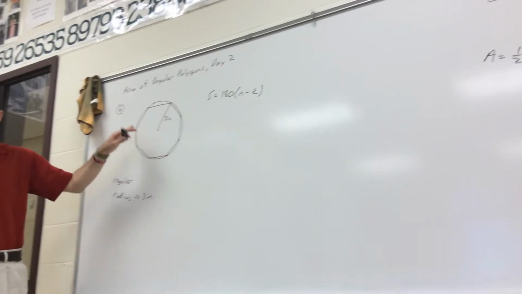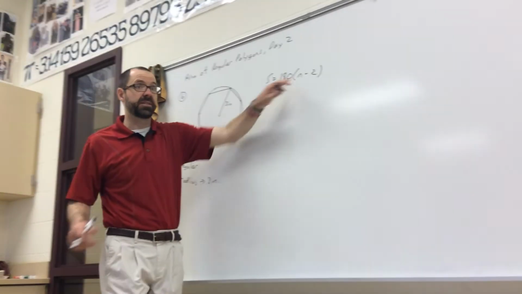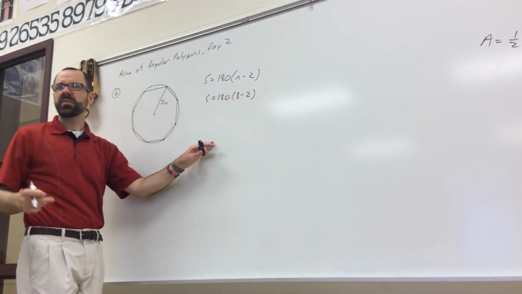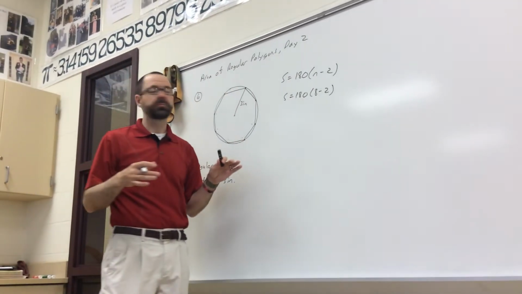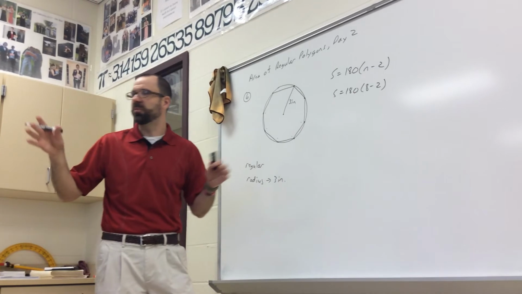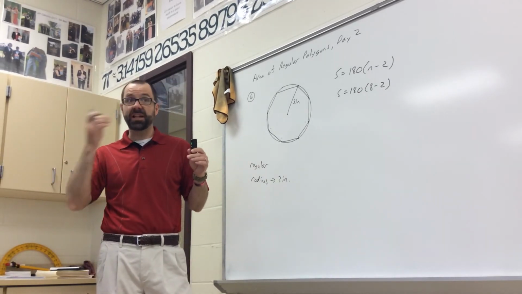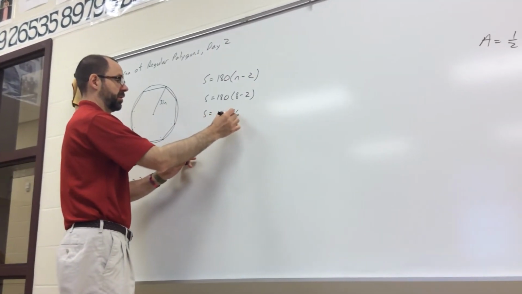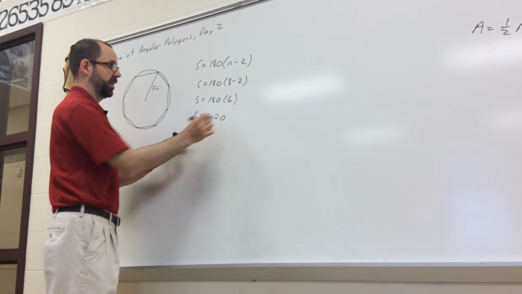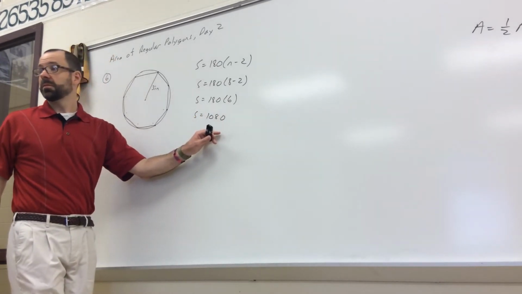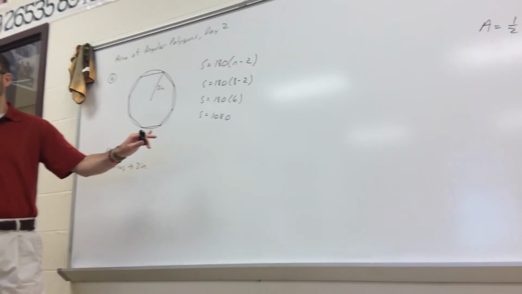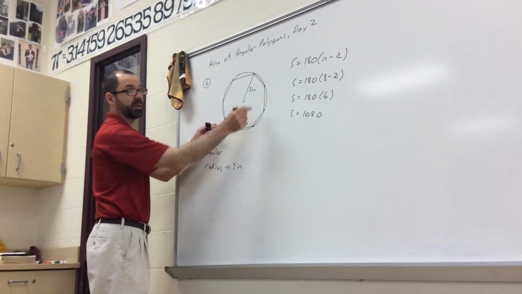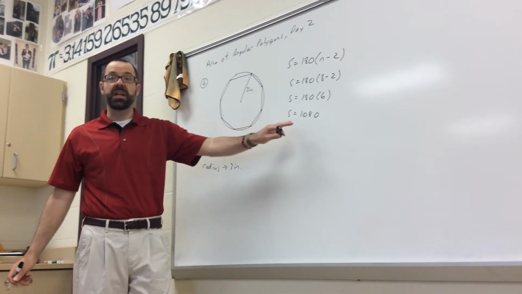Now in this case, this is an octagon, so the n is 8, because the n stands for the number of sides. In a triangle, it actually adds up to 180, right? The 3 angles. But in an octagon, it adds up to 1,080. So what this means is this angle plus that one plus that one plus that one, all of them add up to 1,080.